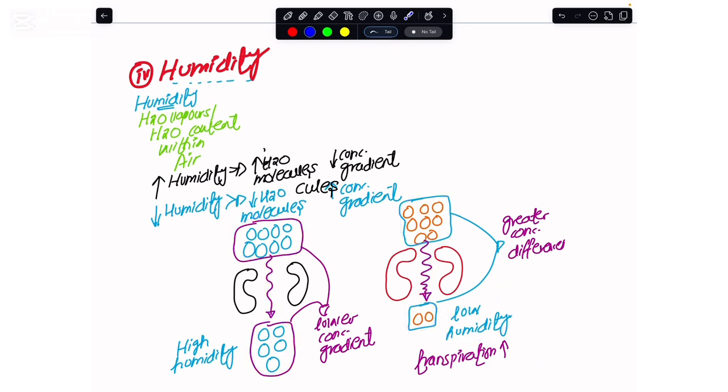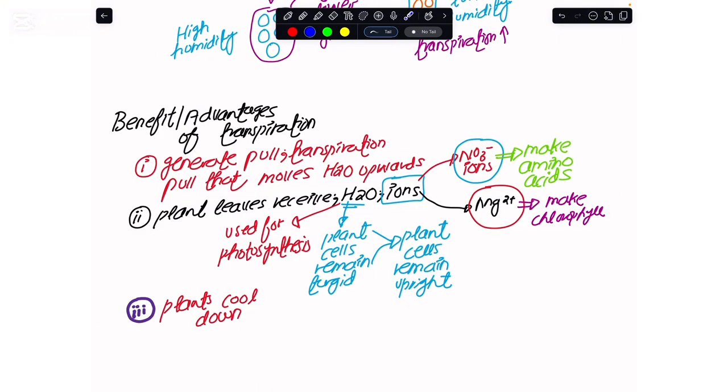So if I were to summarize it, the more humidity there is in the external environment, the more water molecules we have in the external environment, the concentration gradient would be less and the water loss by transpiration would be less. If in the external environment the humidity is less, then for sure the water molecules are fewer, and that would mean we have a steeper concentration gradient between the air spaces in the spongy mesophyll cells and the external environment. So the water loss, or the transpiration, would be more when the humidity is less in the external environment. Let us just quickly see what advantages this transpiration has for the plants.